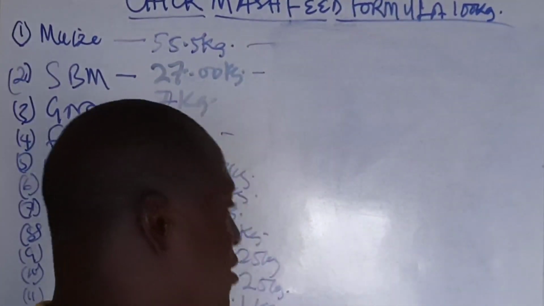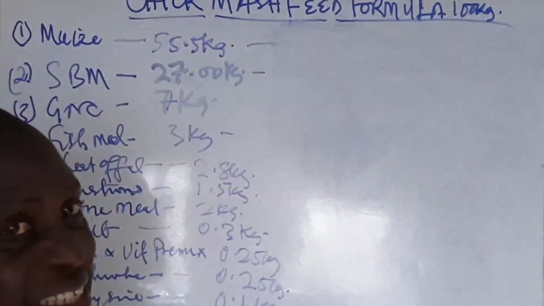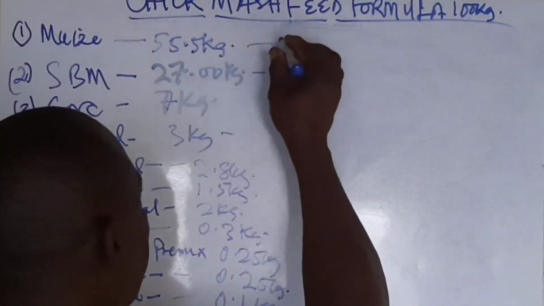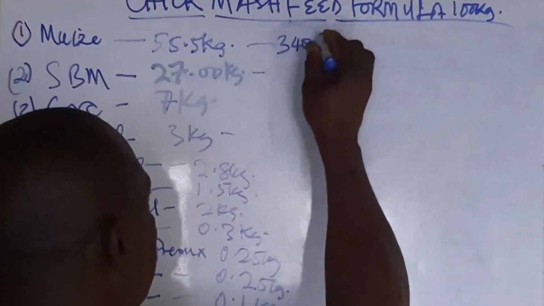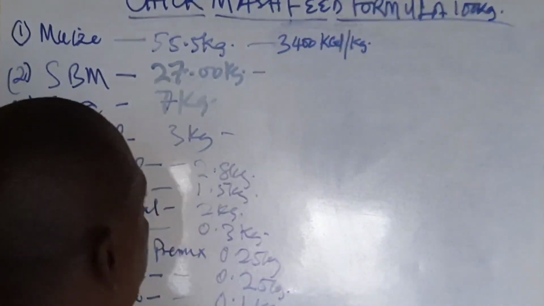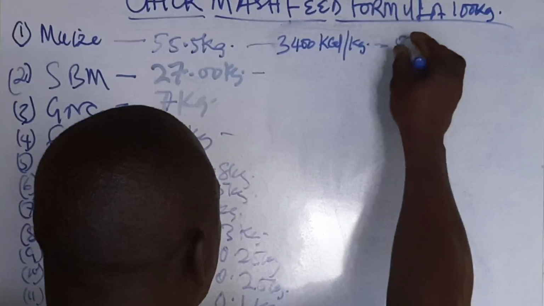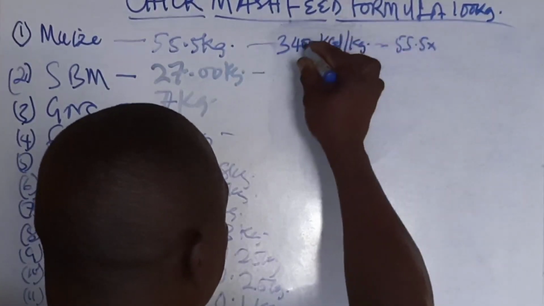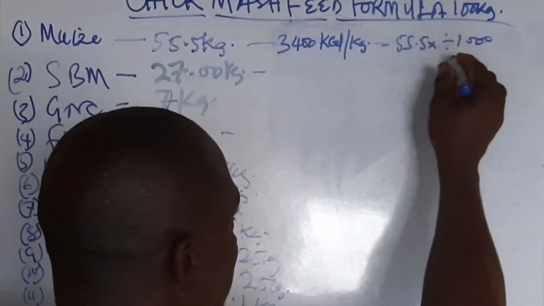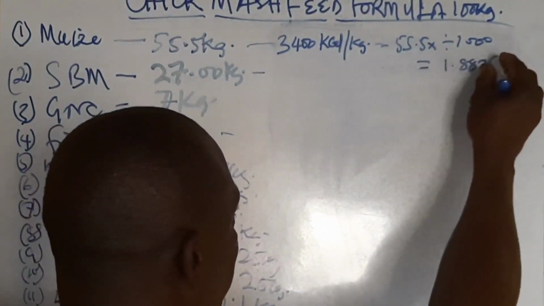Now what we have here is corn or maize. What is the energy content of maize? That's the natural energy content of maize. It is 3,400 per kg. Now what you do is, 55.5 times this, divide by 100. This will give us 1,887.